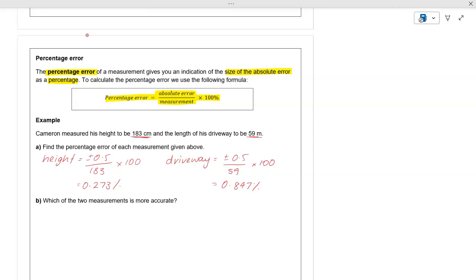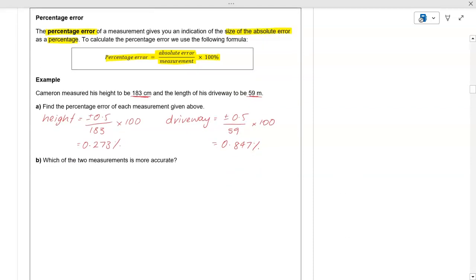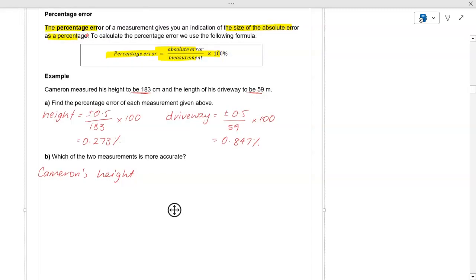Now the final question says, which of the two measurements is more accurate? If we look at these, to be more accurate, it means I want less of a percentage error, because that means it's closer to being the most accurate. So here, Cameron's height is the one that is closer to 0, so therefore it has the smaller percentage error. Therefore, it's more accurate.